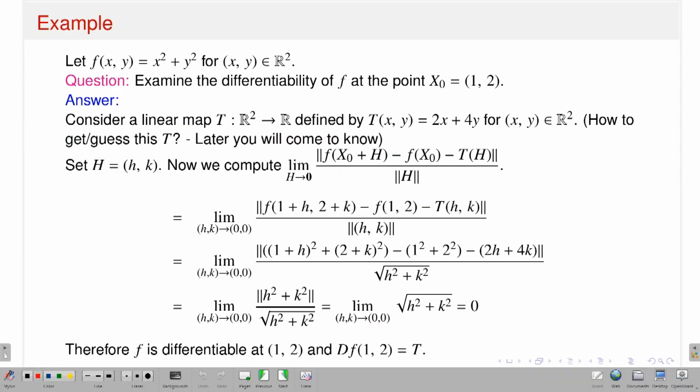It is a very simple example I am considering, say f of x y is equal to x square plus y square. So then it is a function from R2 to R. The question is to examine the differentiability of f at some point, say x naught is equal to (1, 2). So that means, what do you have to do?